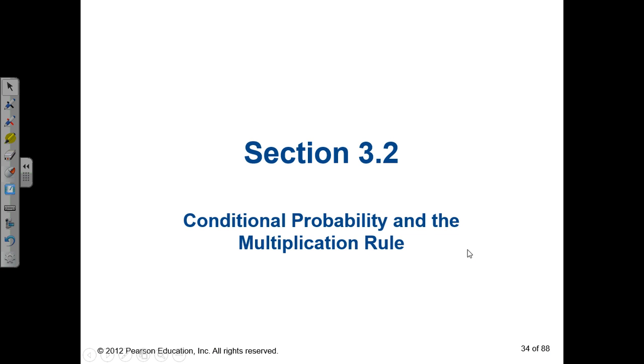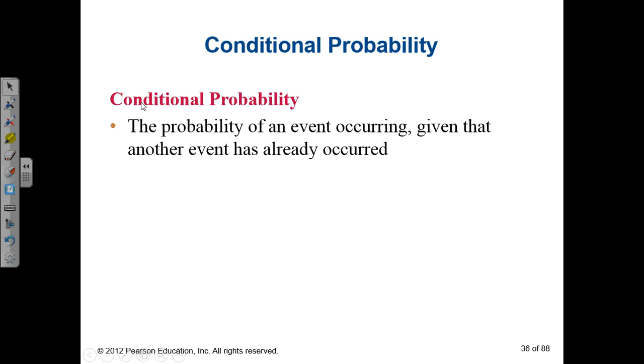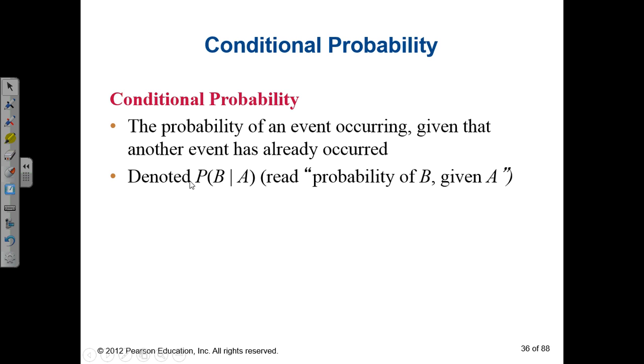All right, so now we're in section 3.2, and we're going to look at some more complex probability theory. The first thing we need to look at is the idea of conditional probability. Conditional probability is the probability that an event occurs given that another event has already occurred. It's denoted the probability of B given that A has occurred.